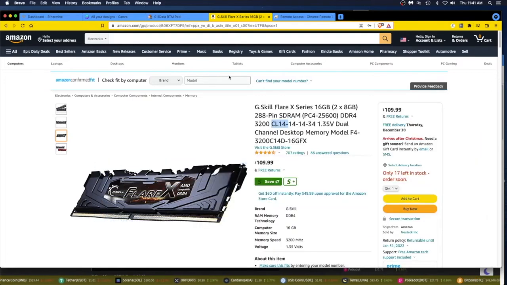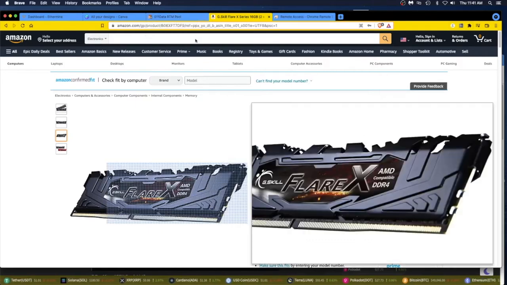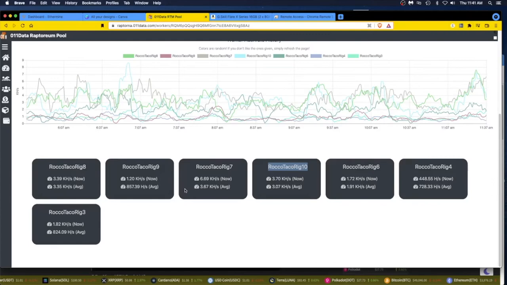I said, okay, I've got an extra stick just lying around here. Yeah, I know, $109 for two. I got an extra stick just lying around, so why not put it to work? I put it in rig 8, and I had high hopes, thinking, hey man, this is really gonna improve my hash rate even more. But no, it doesn't really do much.